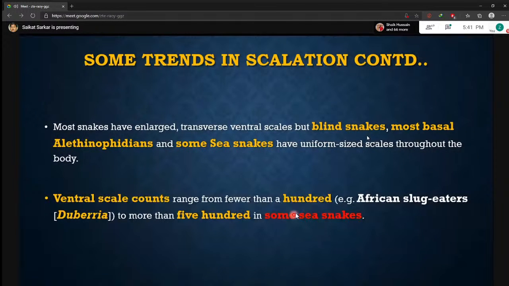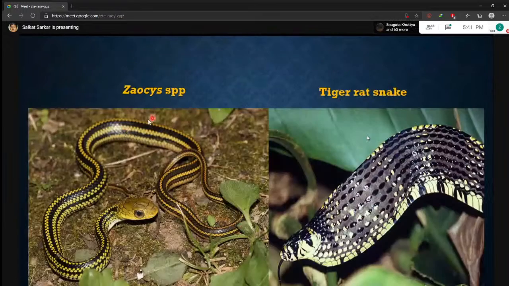Then, so these are more or less the information for morphology. I mean, those areas of morphology that we use to identify snakes or to differentiate one snake from the other. Now let us look at the pictures, I mean the snakes that I have discussed already. There are certain pictures. Now this is the Zachary species.